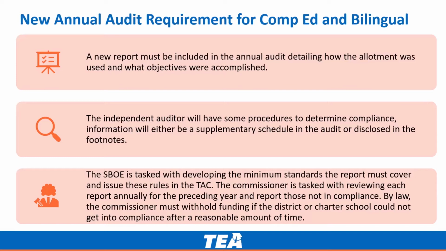So what HB3 did for these two particular programs, once again, it's comp ed and bilingual. During your audit, they're asking for the auditor to perform some procedures for compliance purposes for your audit. And then it also said that because it's going in your audit report, the SBOE has to put in some minimum standards of what should be in the audit report. And then it tells the commissioner that we have to review those.